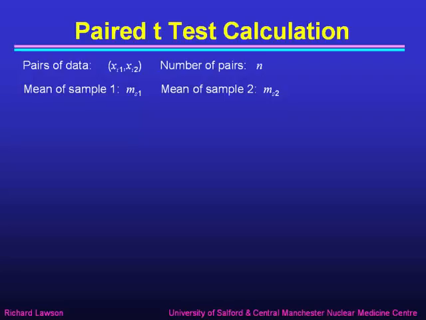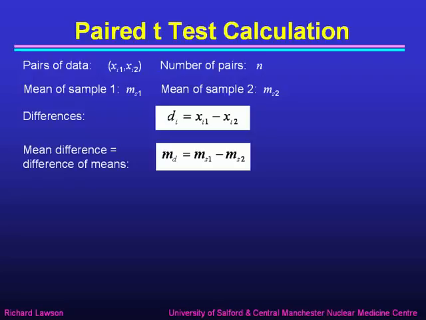The mean of sample 1 we'll call ms1 for the mean of sample 1, and the mean of sample 2 is ms2. That means the difference is xi1 minus xi2, the difference between the measurement from sample 1 and the measurement from sample 2. I'll call d for the difference, and there's one of these for each pair of measurements, so I'll call it di.